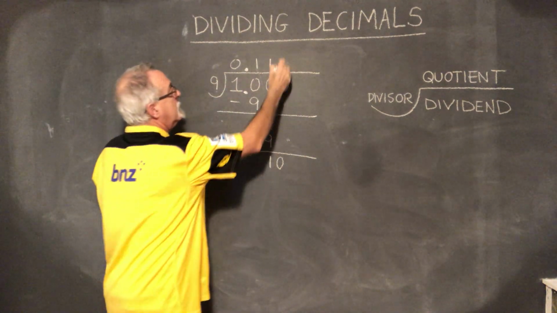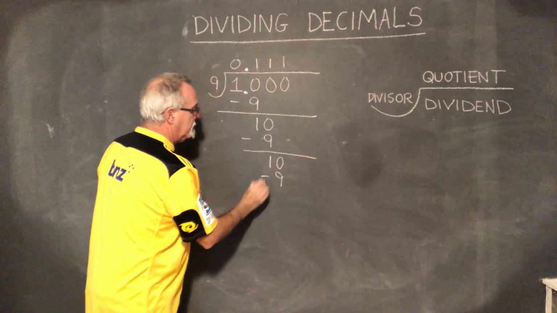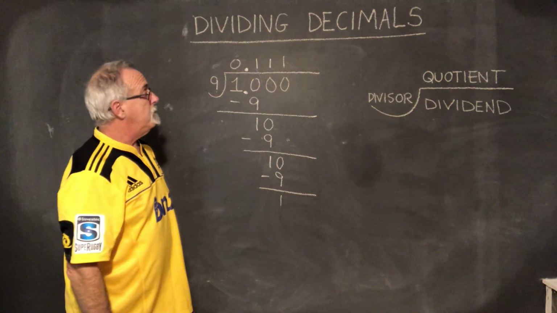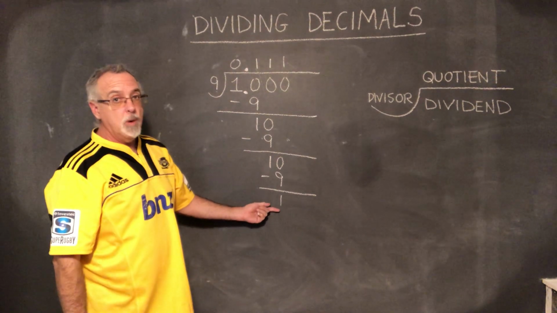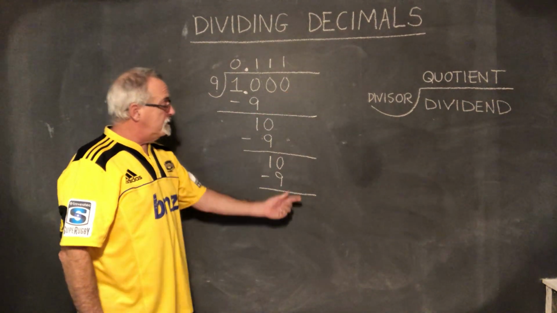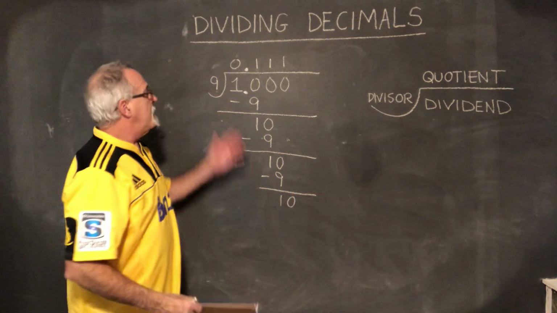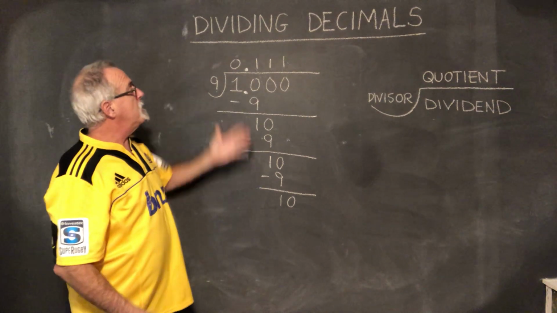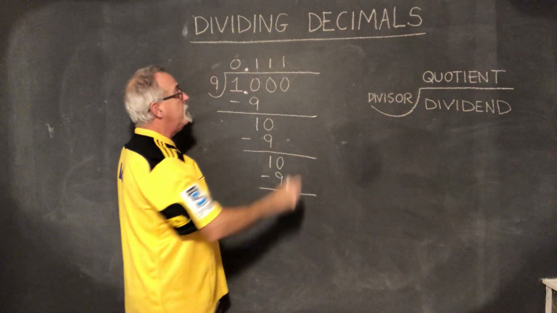Okay, 9 fits into 10, 1 time. We're not surprised anymore, are we? We're putting a 9 here, we're subtracting, and we're getting a 1 again. Okay, so we could do this forever. Because every time I subtract, I'm going to get a 1. And then when I put a 0 beside that 1, I'm going to get a 10. And 9 fits into 10 1 time, so I'm going to write another 1. So I'm getting this number, 0.111. It is going on forever.